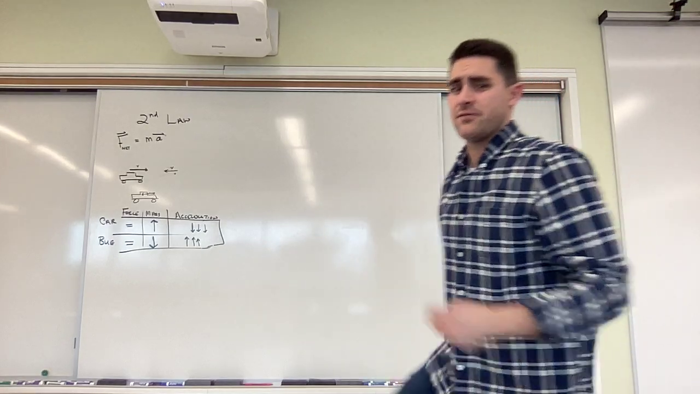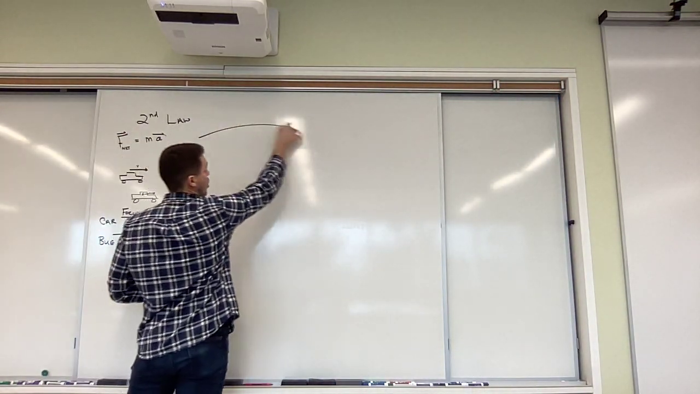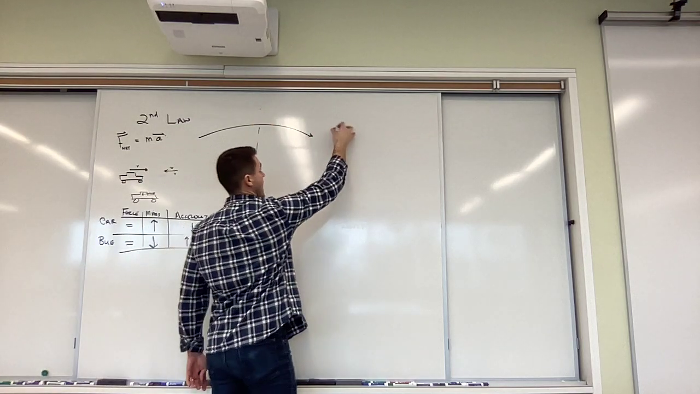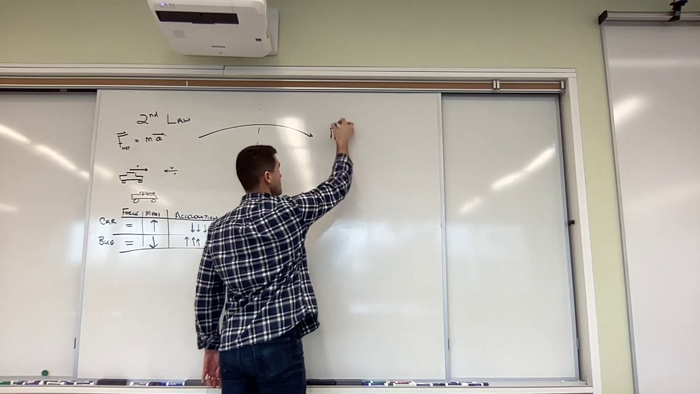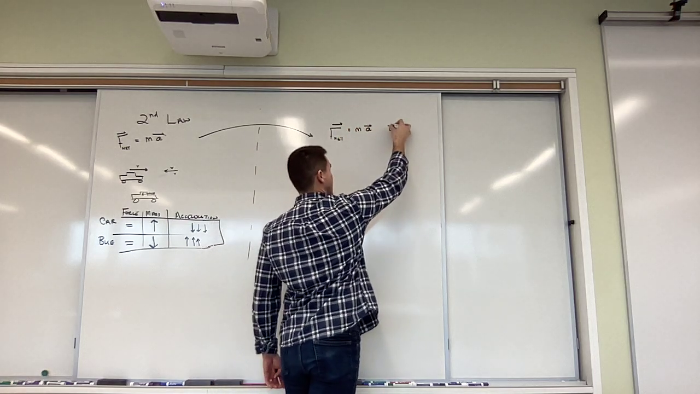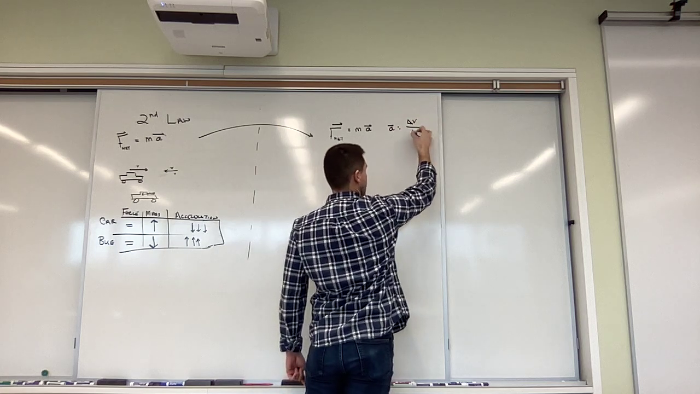Let's think about this from a different vantage point, though. Let's take Newton's second law, F equals ma, the theme of our course, and bring it over here and rewrite it. Let's say F net equals ma. Let's replace a with its definition. Let's replace a with a change in velocity over time.